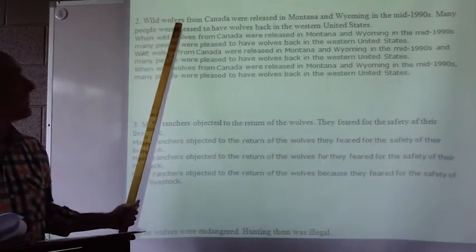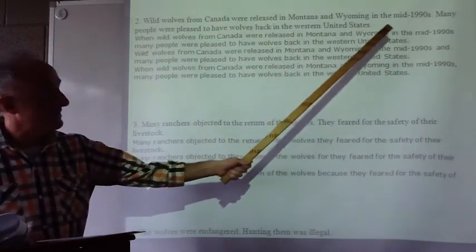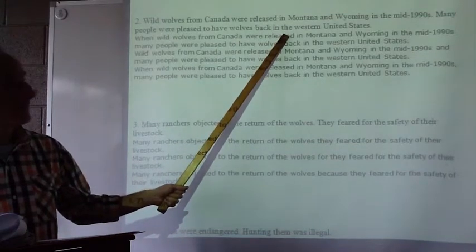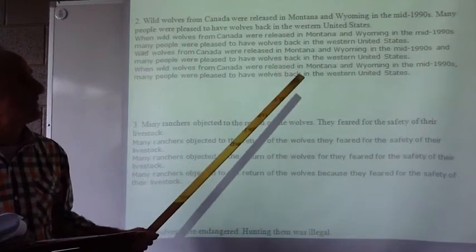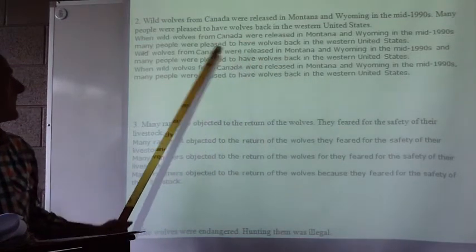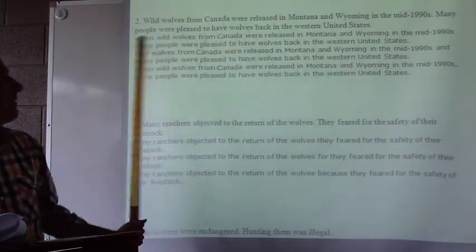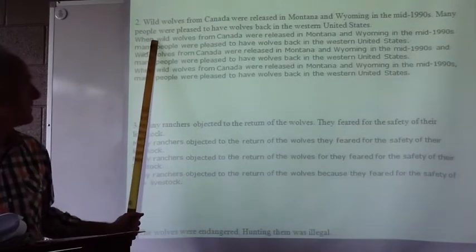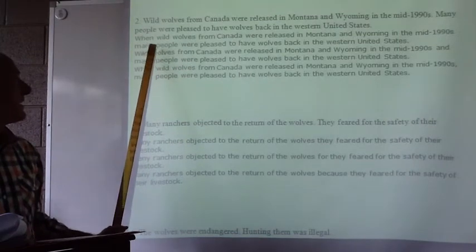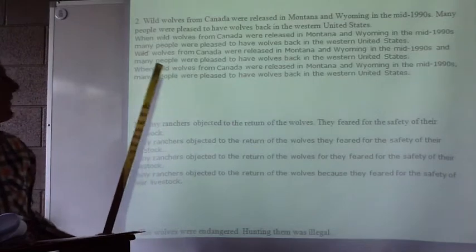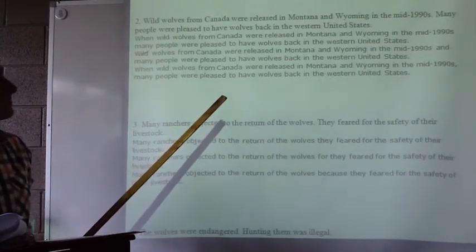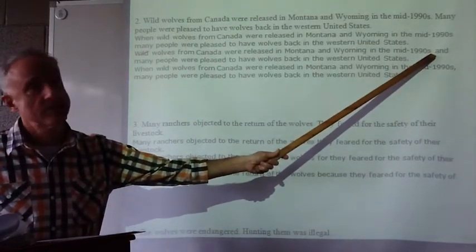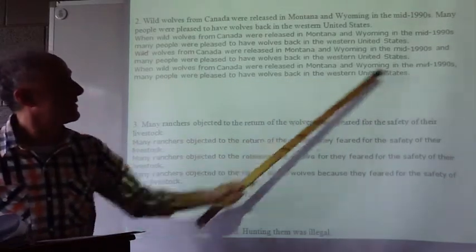Let's look at these 2 and see how we should join them. Wild wolves from Canada were released in Montana and Wyoming in the mid-1990s. Many people were pleased to have wolves back in the western United States. Are they opposites? No. It's really cause-effect, so let's see if any of our conjunctions are that way. When wild wolves from Canada were released, blah, blah, blah, many people were pleased. This is a subordinate clause, and so we're not looking for run-ons because we're not joining 2 independent clauses, but what should we have here? A comma. It's not a run-on if you don't, but it's preferable to have it after the subordinate clause. Wild wolves were released, and many people were pleased. I have an independent and an independent, but I have a run-on because there's no comma. When these were released, comma. So this is my best choice.